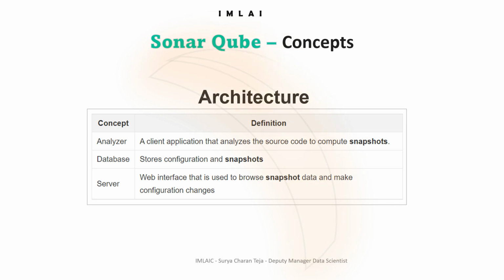What is analyzer? Analyzer is the engine. It's the powerhouse. That's where the action takes place. It's a client application that analyzes the source code. That's what does the action. So it will do the analysis of the source code, and then it will convert that analysis of each source code into a report, or we call it a snapshot. Now where will the snapshots be stored? Obviously database. So we'll have a database, and inside the database we're going to store the configurations and snapshots.